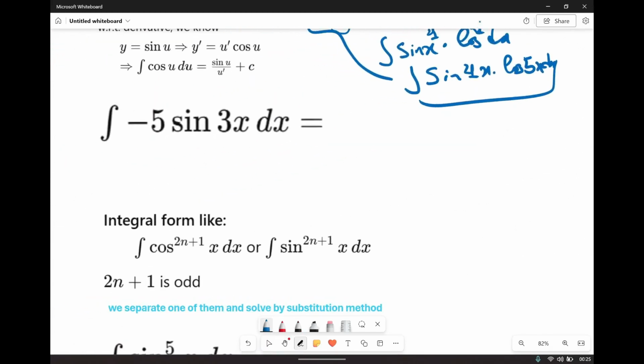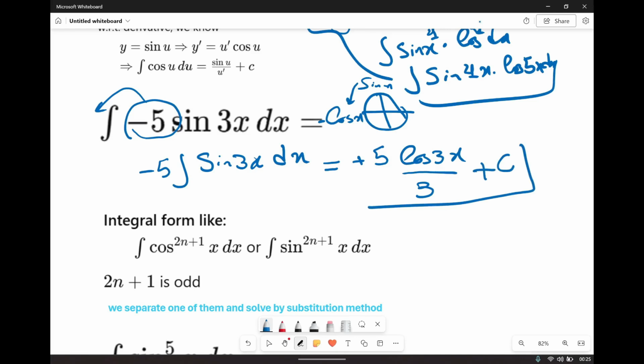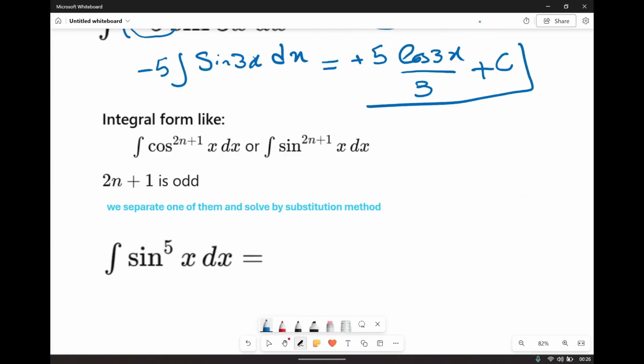Here, first I put 5 outside, so it is minus 5 times the integral of sine 3x dx, and I told you when sine is here, if I take the integral it is minus cosine, yes? Therefore, our integral is minus 5 cosine 3x, by minus and minus positive, but divided by 3, plus c, yes? Okay, but the condition is not always the same as this.